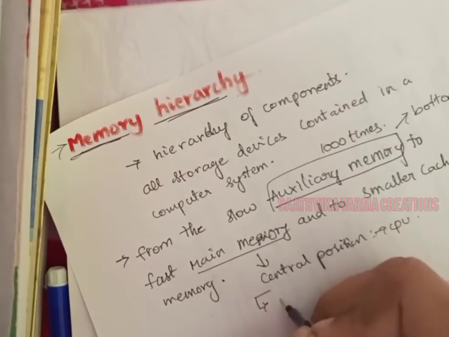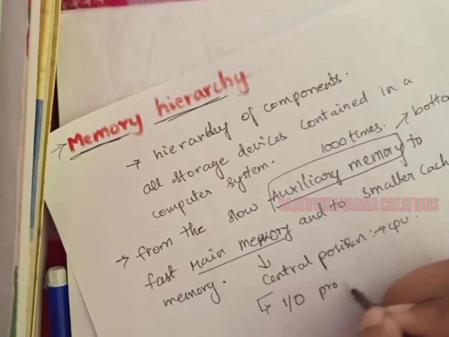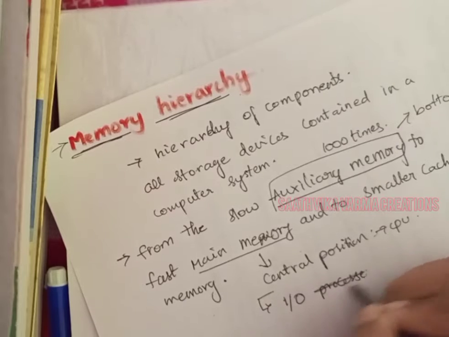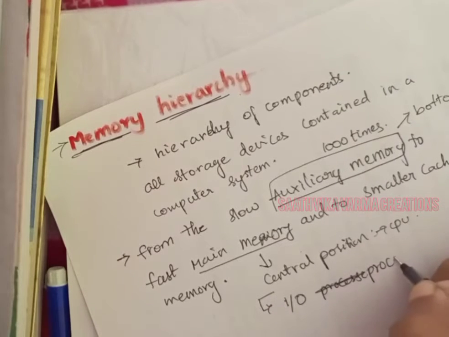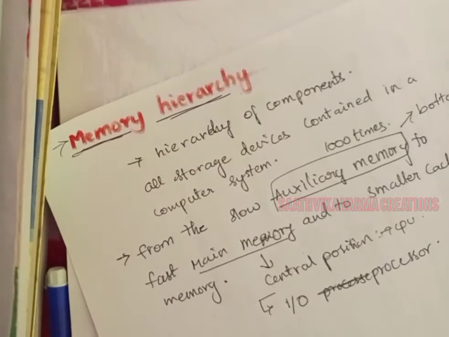The main memory occupies the central position because it is equipped to communicate directly with the CPU and with auxiliary memory devices through an input-output processor.